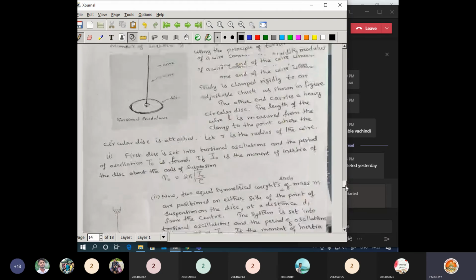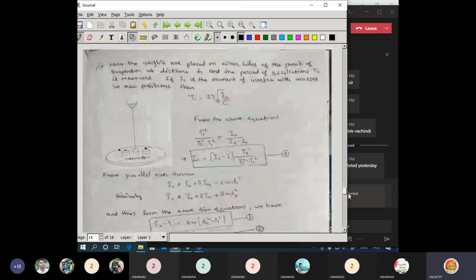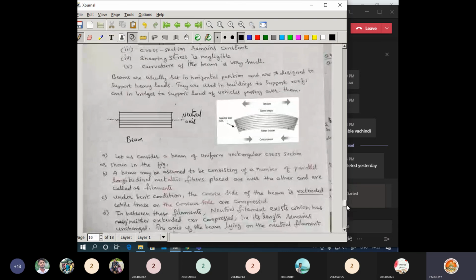Okay, so we had seen about the beam in this topic, and thereafter we had applied certain forces, and we had found the moment of inertia due to the bending, or simply the bending moment we had found. So any doubts regarding the topic?